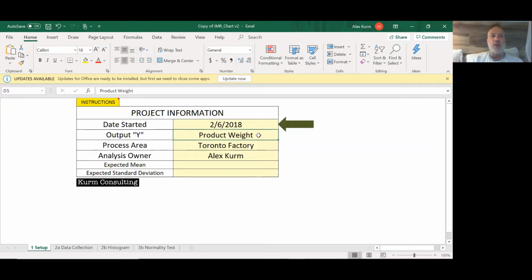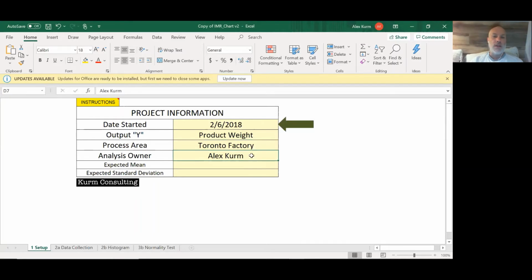Now keep in mind for control charts, typically speaking, an ImR control chart is a continuous output, meaning it's something I can measure: time, temperature, weight, pressure, dollars and cents, that sort of thing. Okay, so something I can actually measure. And the process area, where am I taking the sample from? So in this case, it's a factory in Toronto.